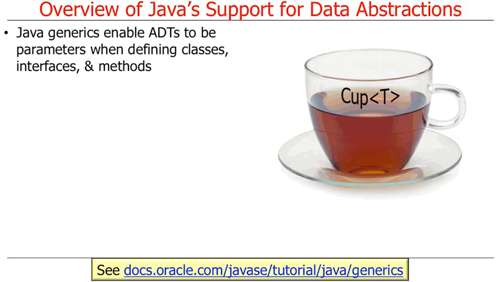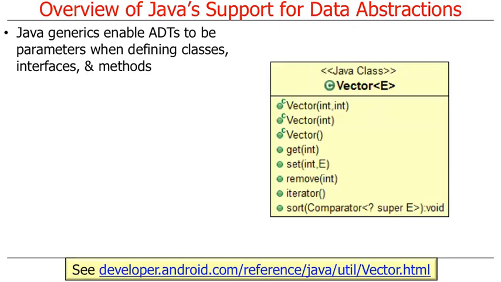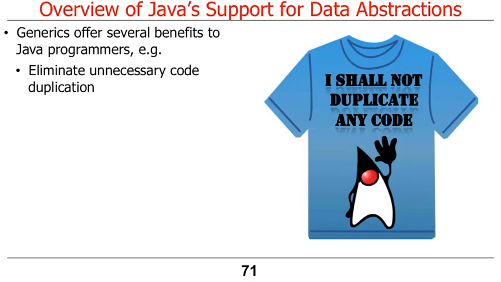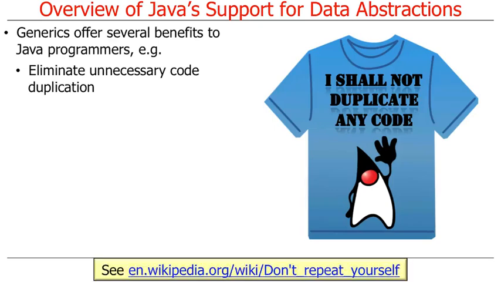For example, the vector class in the Java util package can be parameterized so that its methods operate on a particular ADT element, such as an integer or employee. Generics offer several benefits to Java programmers. For example, they eliminate the duplication of code by adhering to the don't repeat yourself principle, which states that every piece of knowledge must have a single, unambiguous, authoritative representation within a system.